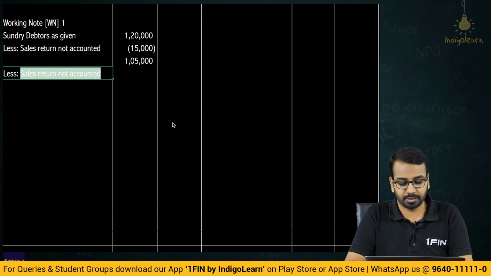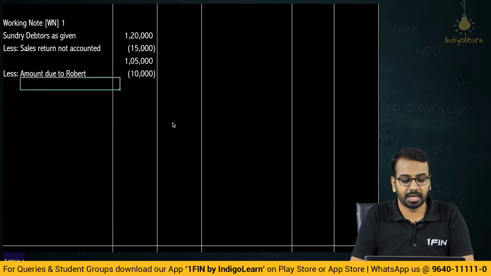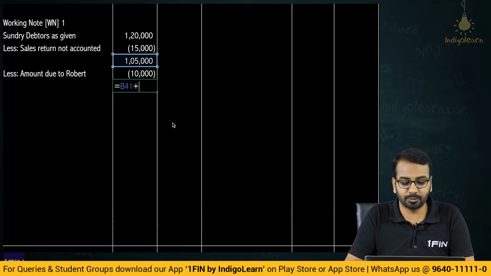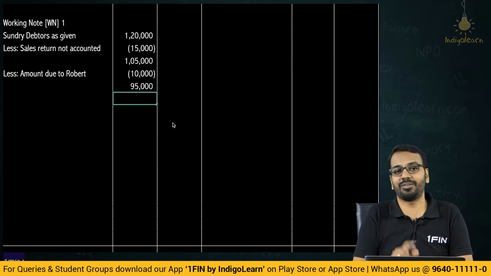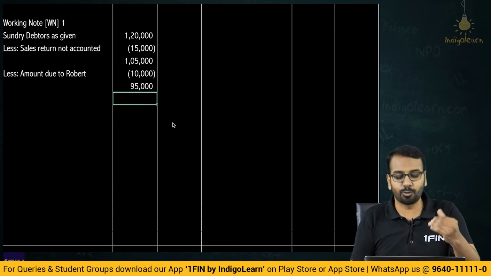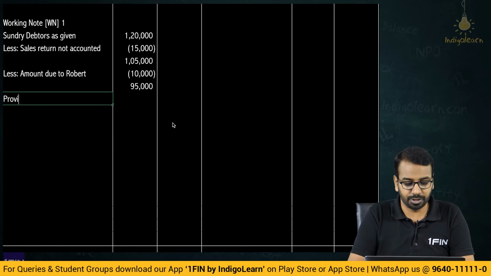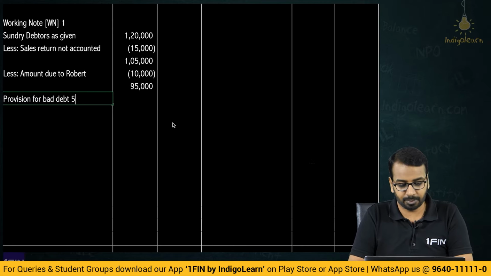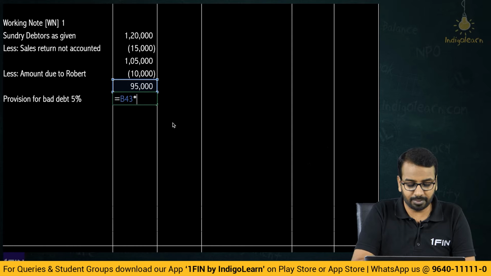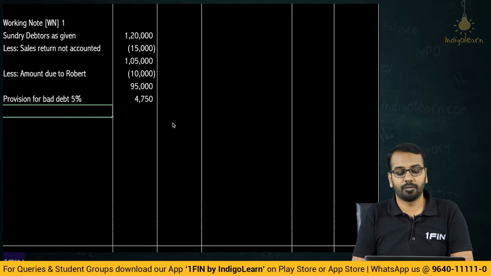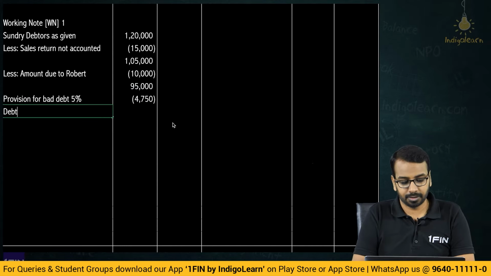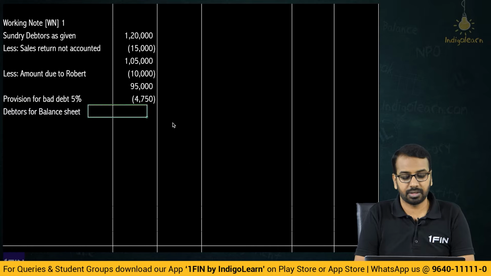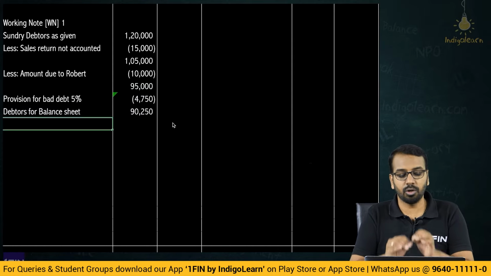Less amount due to Robert. How much? 10,000. Now if you do this, what is the amount? 1,05,000 minus 10,000, 95,000. Now on this 95,000, we have to calculate the provision for bad debt because there are no other adjustments related to debtors. So provision for bad debt 5% will be 95,000 multiplied by 5%. Come on, take your calculators and do 4,750. So debtors for balance sheet will be 95,000 minus 4,750, 90,250.